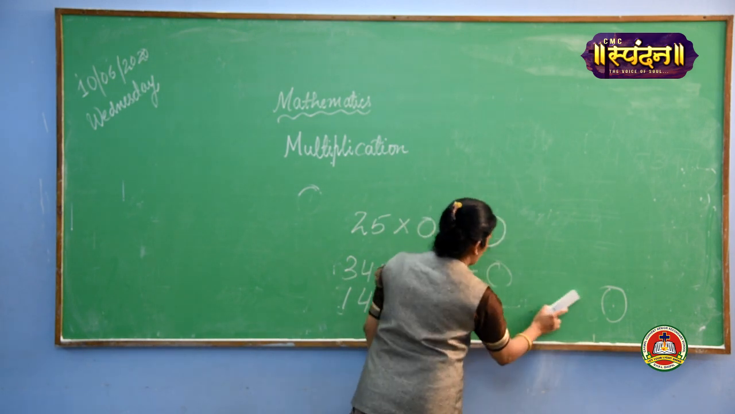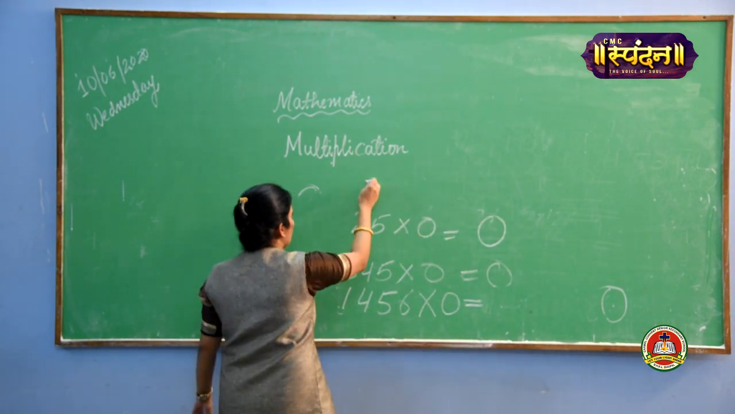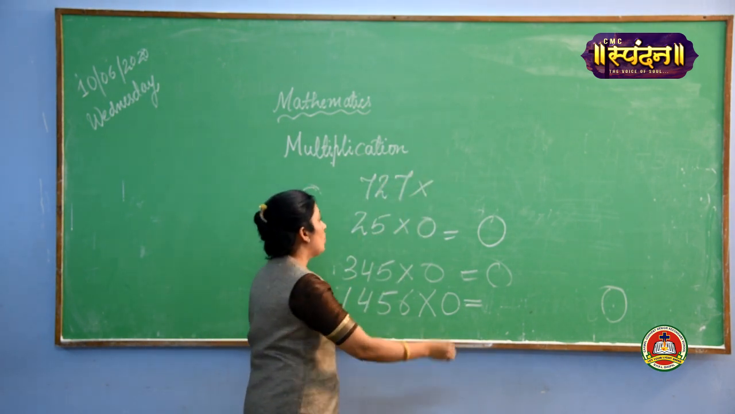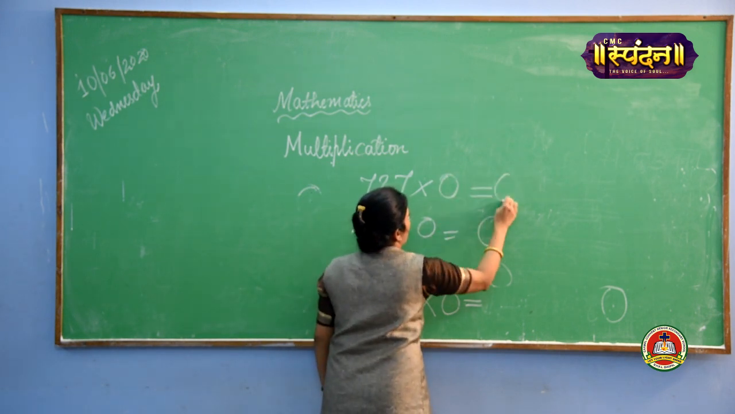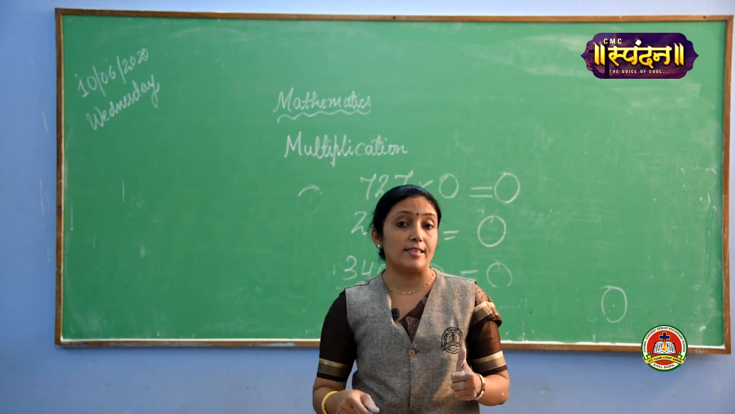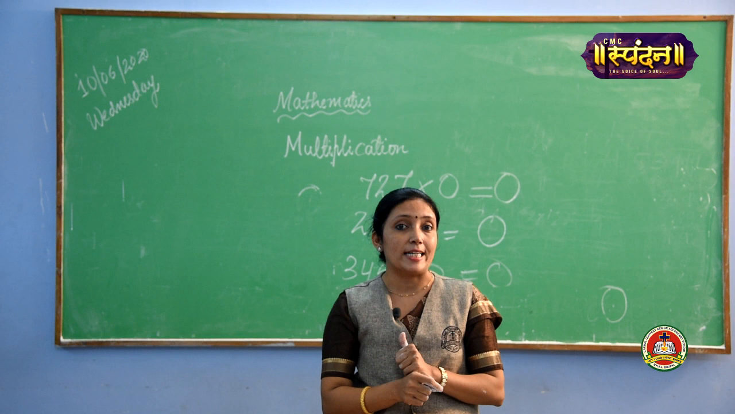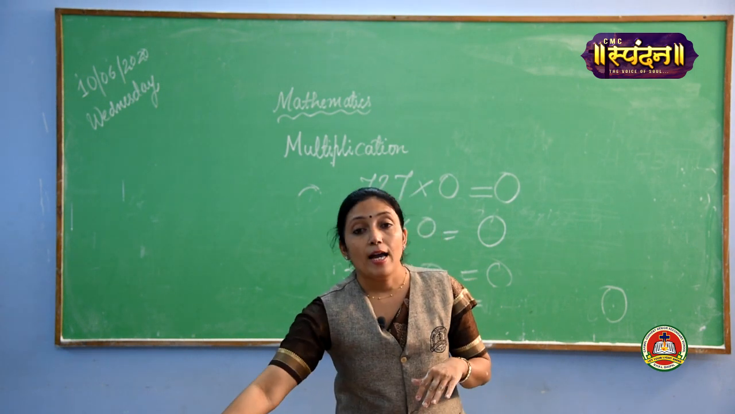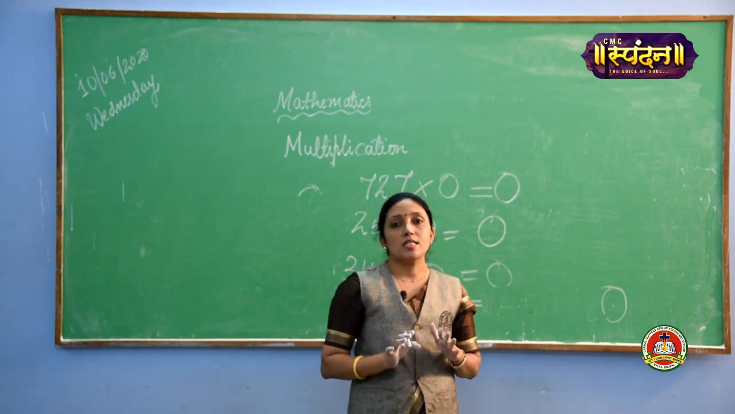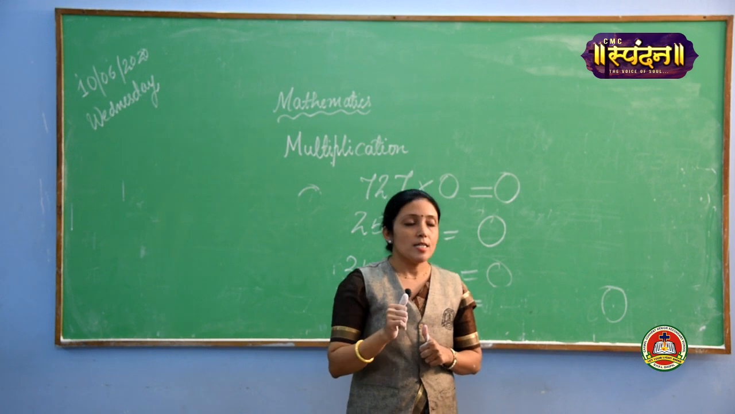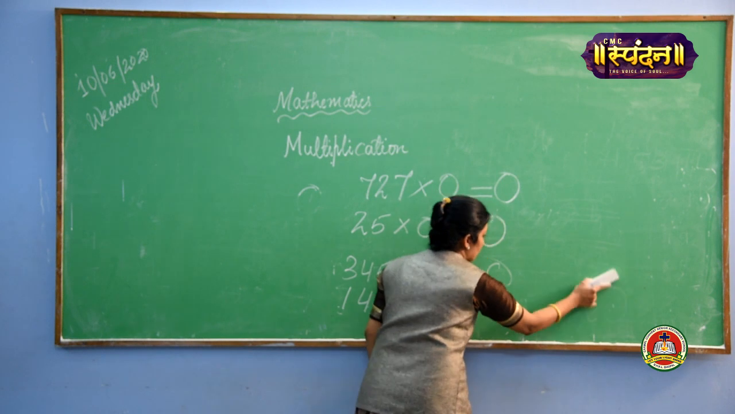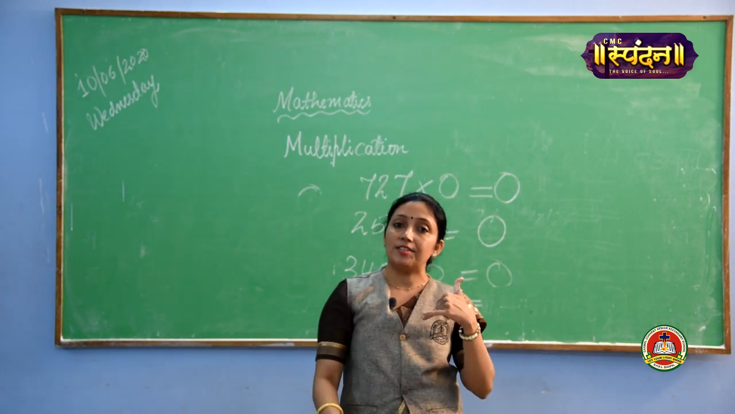Very good. Let's move on with another number, 727. With 0, what will be my answer? 0, not 727. That was the second property which we have learned, that any number multiplied by 1 will only give you the number itself, and any number multiplied by 0 will always give you 0. Please remember all these properties which we have already done, but it was a recap. So these are the 3 common properties.